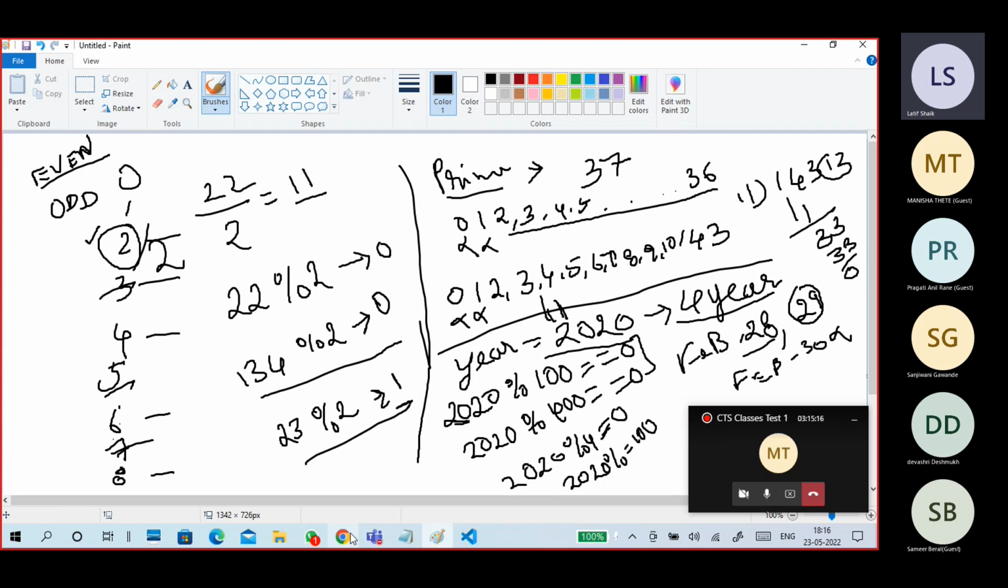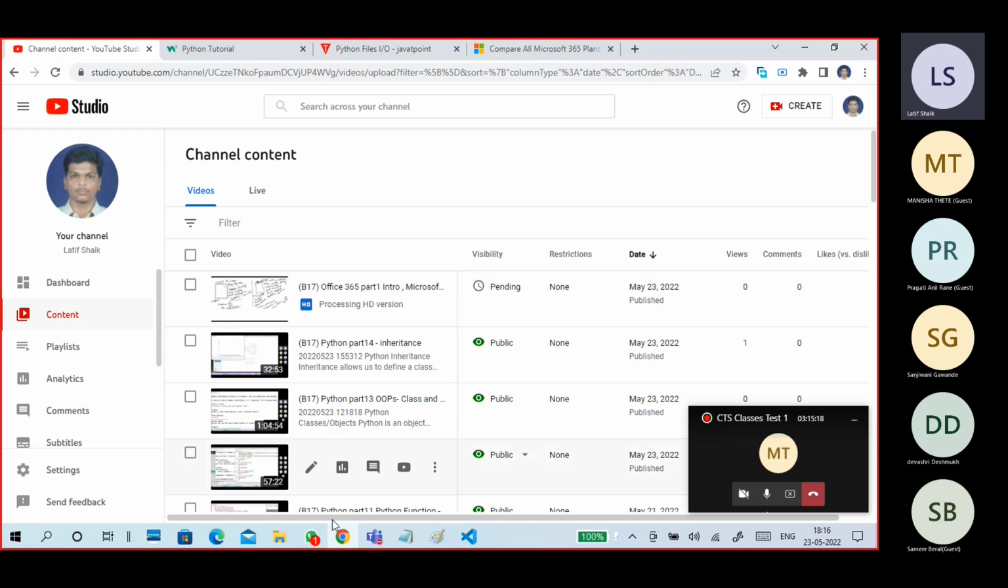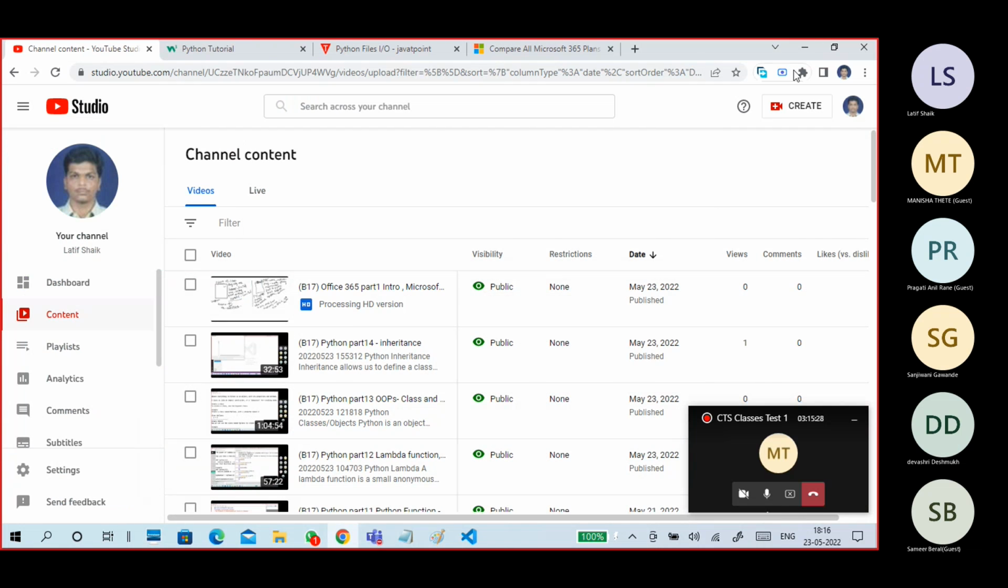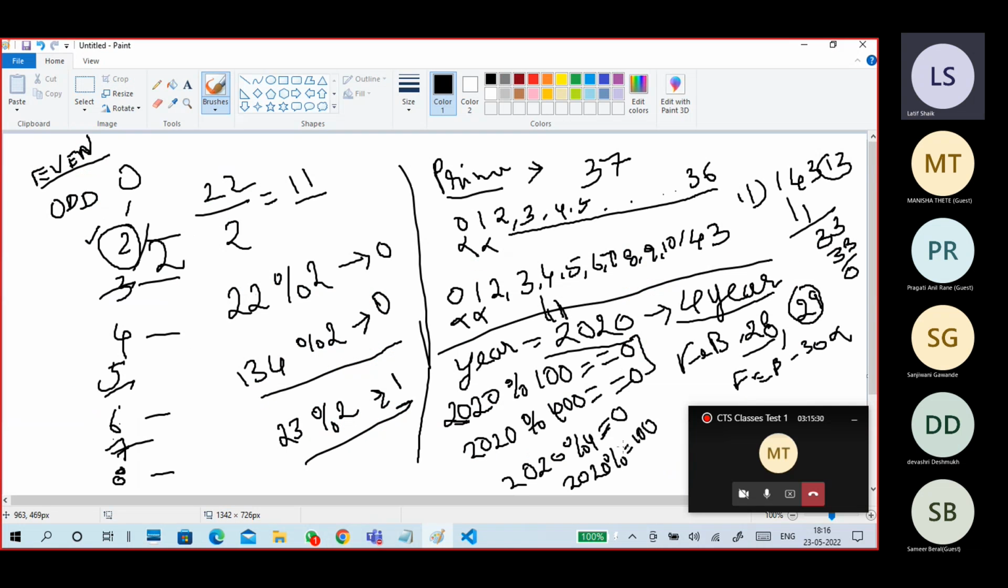Okay, so look at here, it is not like this. It is showing that it should not be divided by 100. It should not divide, not equal. Try to divide with 100, but it should not be divided.